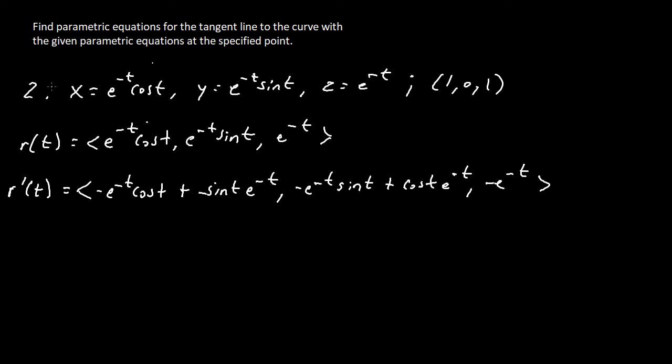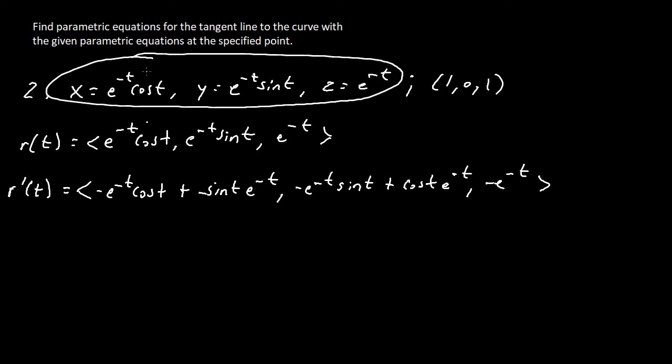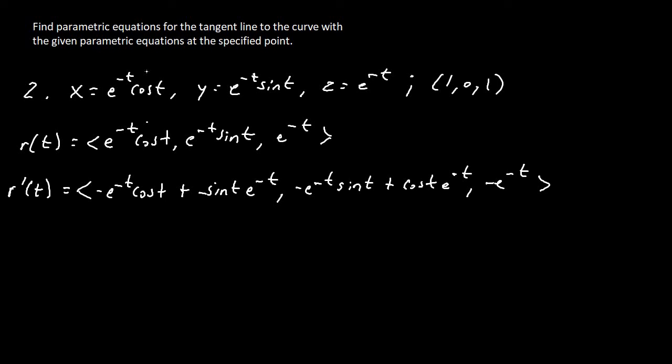So now looking back at the original parametric equations, we need to find at what t value we can plug in for each of the x, y, and z equations to get an x value of 1, a y value of 0, and a z value of also 1. So now if you think about it, let's say we plug in 0 for t into the x equation. e to the 0 is 1 and cosine of 0 is 1, and we do get 1 for the x value. If we plug in 0 into the y equation, sine of 0 is 0, so that's going to be 0. And then if we plug in 0 into the z equation, e to the negative 0, or e to the 0, is going to be 1. So we're looking for the derivative or the tangent line exactly at t equals 0.